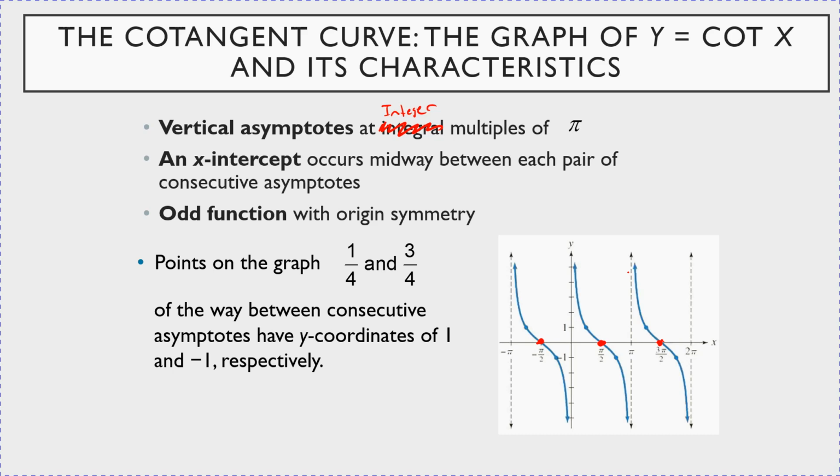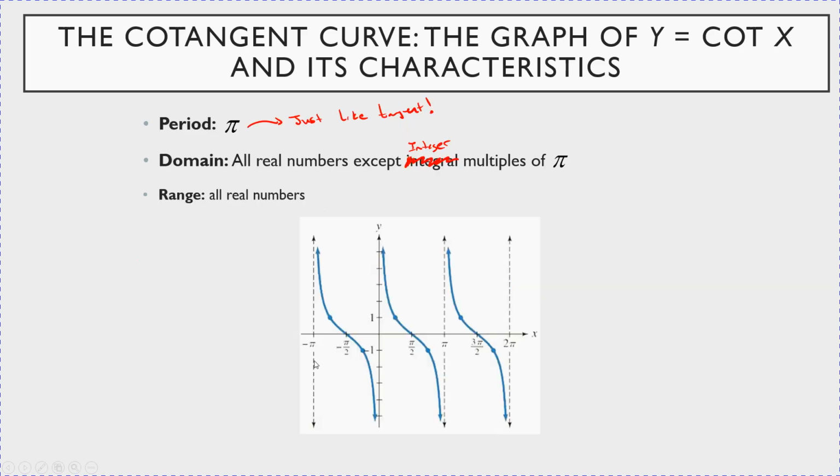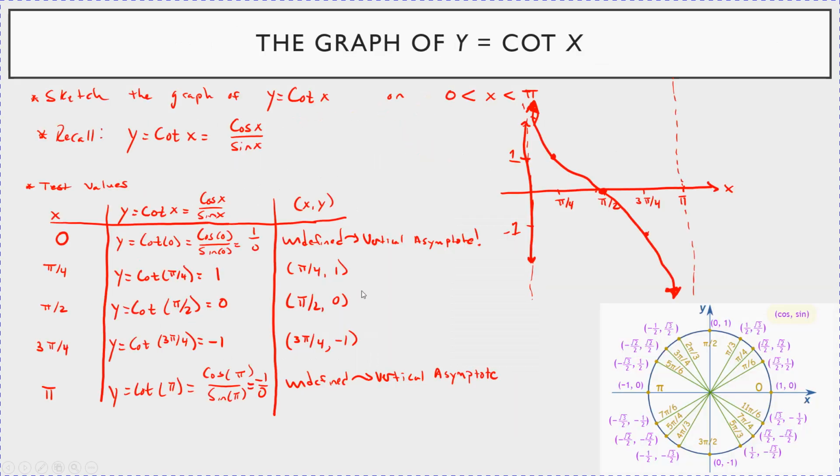All right, it's an odd function with origin symmetry. And then this is the big point here. The points of the graph 1/4 and 3/4 of the way between consecutive asymptotes have y-coordinates of 1 and -1 respectively. Like you see here, 1/4 of the way, 3/4 of the way, 1 and -1. So we're going to use that property, just like we did with tangent, to help us sketch the graph.